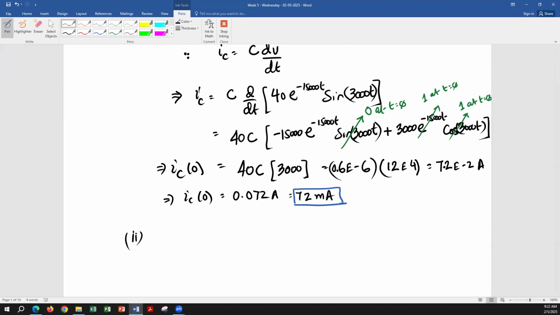All right, second part is, what is the capacitor power at t equal to, let's see, pi by 80 millisecond.